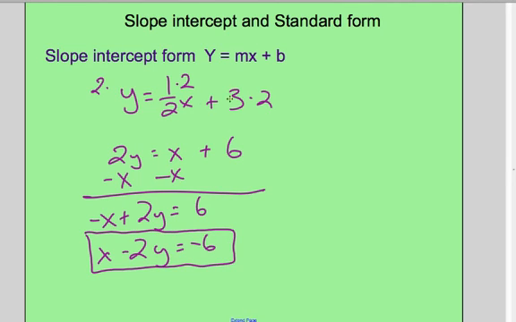So this was slope-intercept form. This is converted over to standard form. Standard form becomes really helpful when we want to find the x and the y intercepts. It's very quick, and I'll show you how to do that in another video.